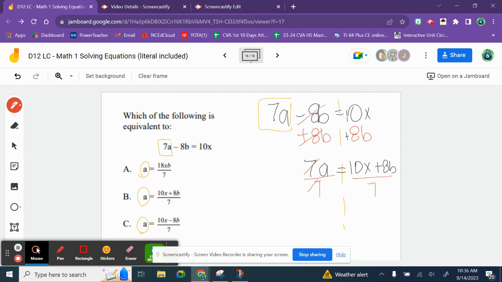Doing the same things to both sides, like I said, giving out candy to everybody keeps everybody happy and working in the same direction. So A equals, X and B are not like terms, 10 and 7, 8 and 7. You can't start doing anything crazy. So again, the fun part about these literal equations that stumps everybody is you can't usually make it much better. So you're done. So A equals 10x plus 8b divided by 7.